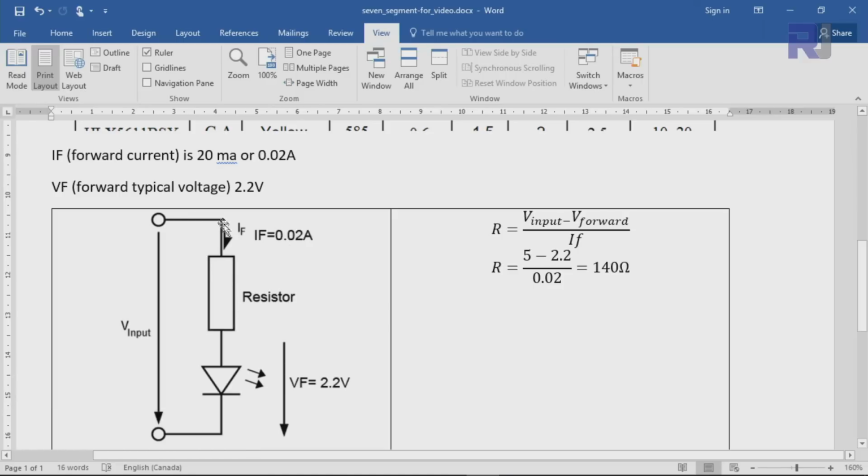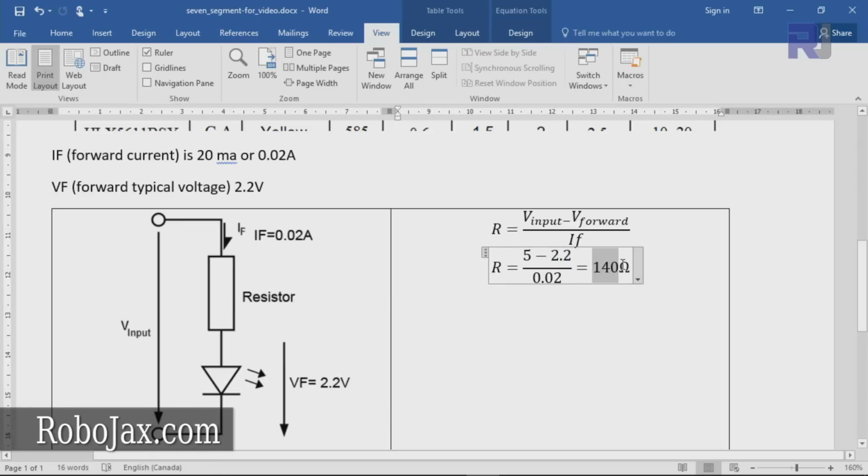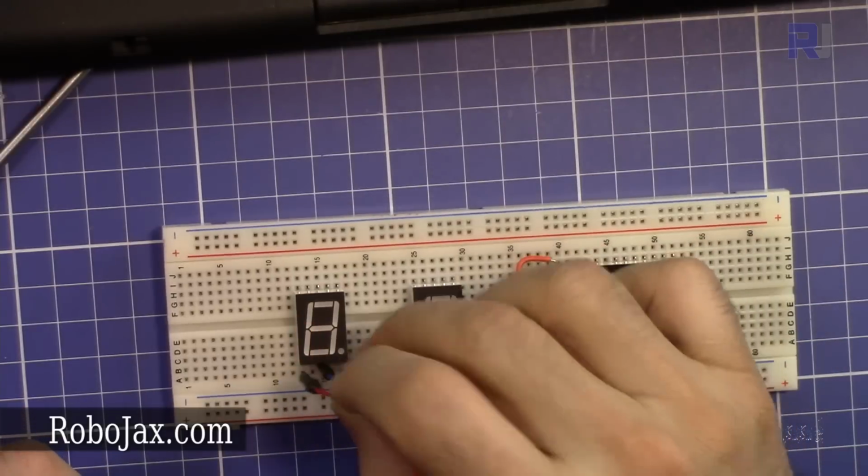So I put the values here. The current that passes through here is 0.02 ampere, and the resistor is here, and the LED forward voltage is 2.2 volts as it says here. The formula is this: V input, the main voltage that comes here, whatever you have, 3 volt, 5 volt, 9 volts, V input minus V forward divided by current. So here is 5 volts. Let's say I'm connecting 5 volts minus 2.2 divided by 0.02 ampere. So you need to put a 140 ohm resistance on the path. So here is for this example.